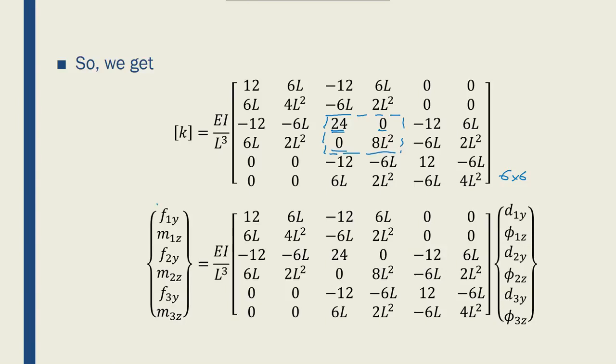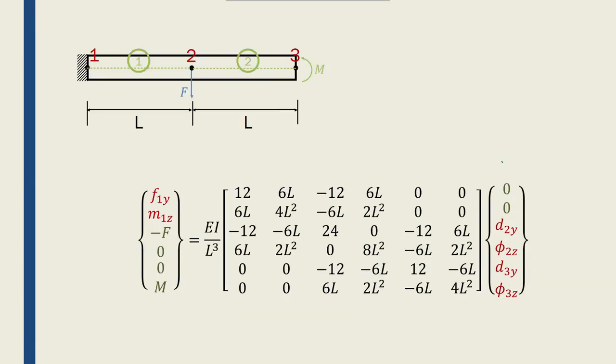So then I can relate the global nodal forces to local nodal displacements using this big 6 by 6 stiffness matrix. And again, because I had 3 nodes in my model and 2 degrees of freedom per node, I ended up with a 6x6 stiffness matrix. Now, if I take a look at my problem again, I have node 1, node 2, node 3.